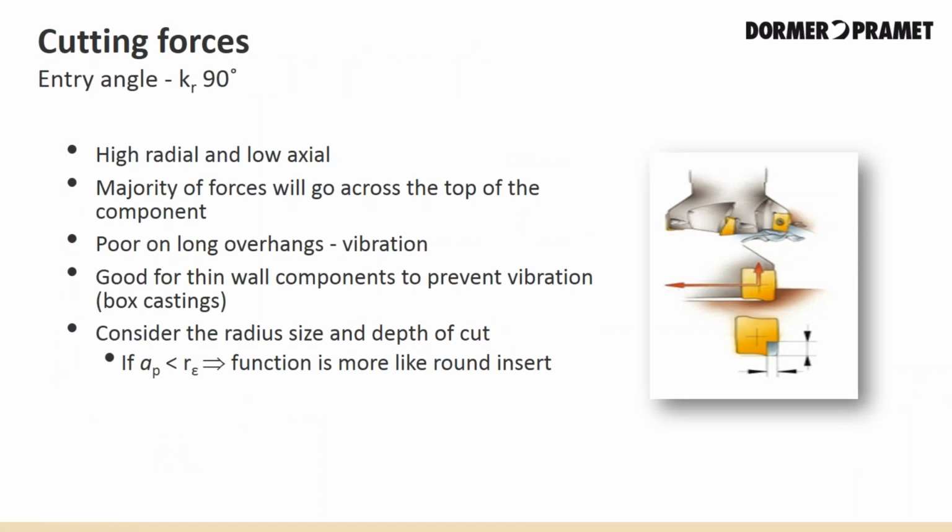So looking at the 90-degree cutter, it has high radial and low axial forces. The majority of forces will go across the top of the component, poor on long overhangs, creating vibration. Good for thin wall components to prevent vibration with the box castings, and consider the radius size and the depth of cut. If the AP is less than the radius, then it'll function more like a round insert.